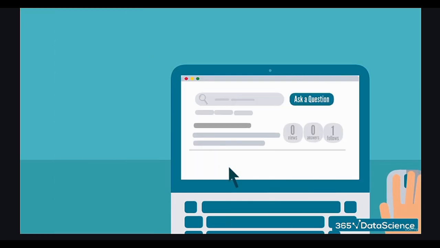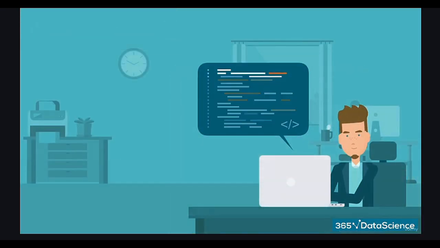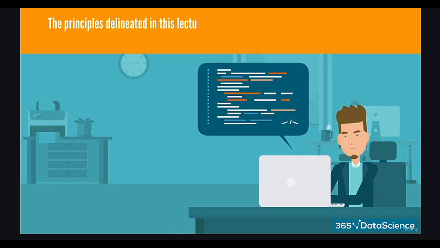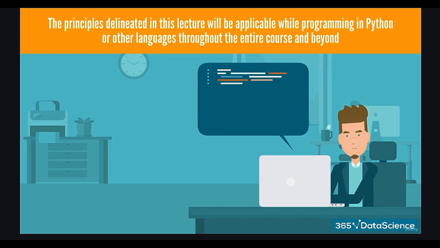Having this type of information will help us immensely to assist you better. So, we would be extremely grateful if you spend the time to provide it. To conclude, you don't need to just try and execute random code at this stage, but the principles delineated in this lecture will be applicable while programming in Python or other languages throughout the entire course and beyond. This will do for now.